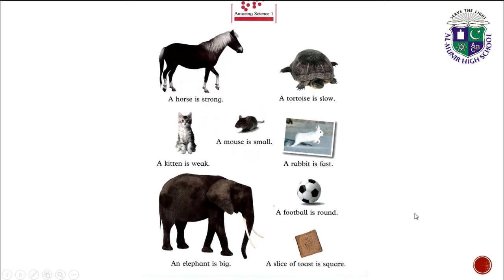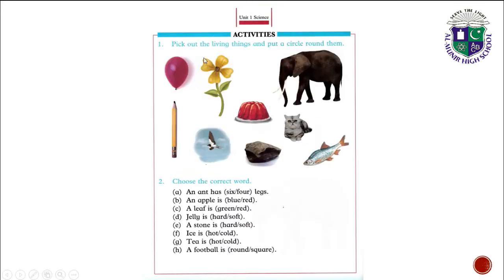We know all these things by the science. Pick out the living things and put a circle around them. What are the living things? Living things can breathe, can move, can grow, can give birth to the babies.